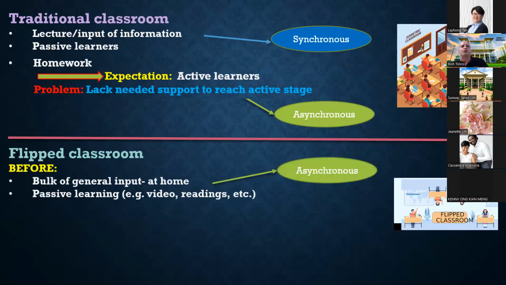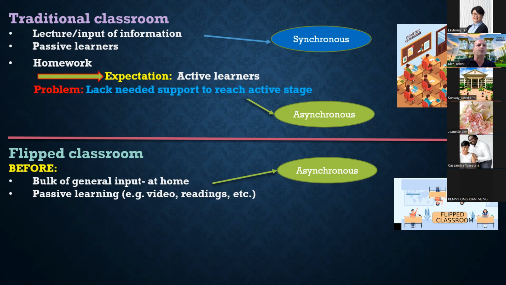But with the flipped classroom, we focus on giving the bulk of input, the theory and things like that, at the beginning before the student comes to the classroom. So they do this at home. It's more of a passive style of learning. Maybe we give them a video to watch. Maybe we assign reading materials or some other activities that will help provide the input or the foundation of what the content is that we want them to learn.